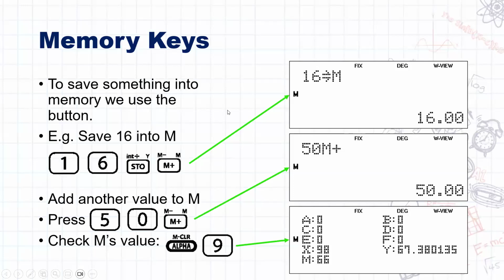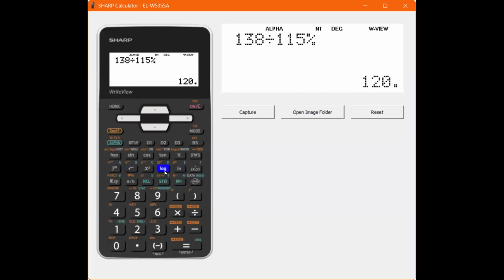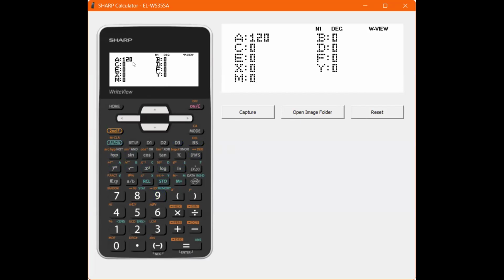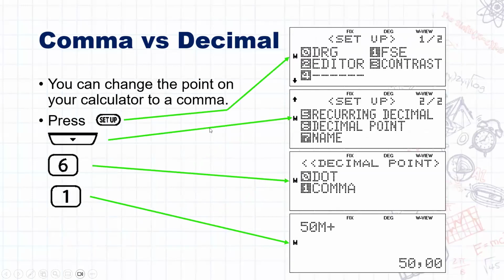Alrighty. So we do have a lot of memory keys, which is great and super helpful. And so we can store anything into any memory key simply by pressing store and A. Then what will happen is that 120 is now saved into your A memory key. If we want to check what is saved in our memory keys, we can say alpha and 9. And you can see now that the only memory key that has a value other than 0 is actually A, which we saved as 120. So it's really nice to be able to go back and say, okay, that's what's in that key and that's what's in that key. So now I know what to do with it.